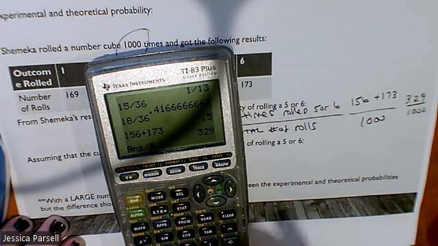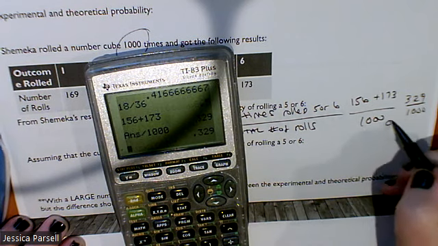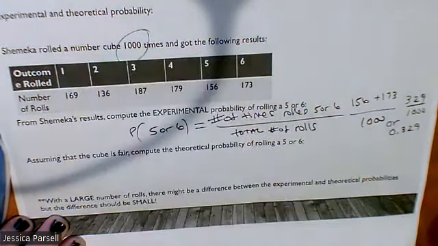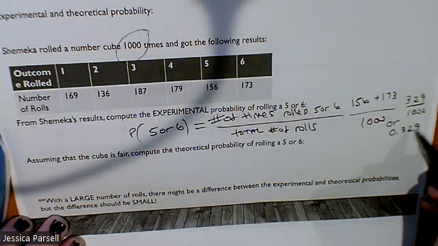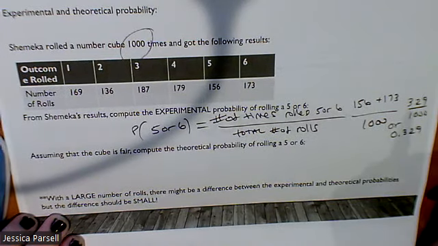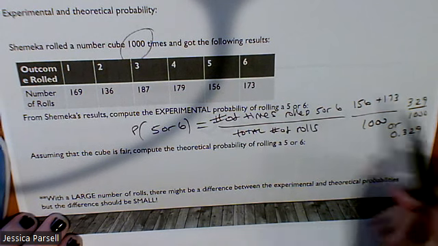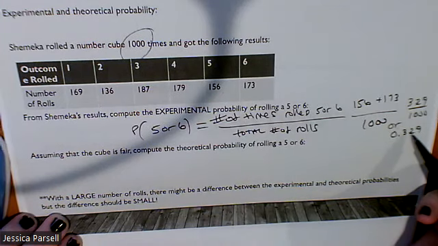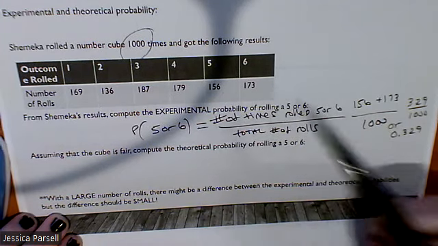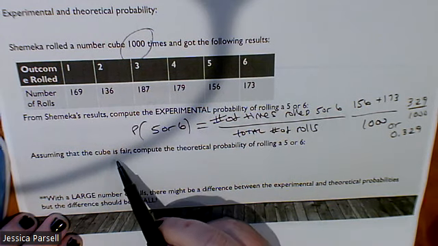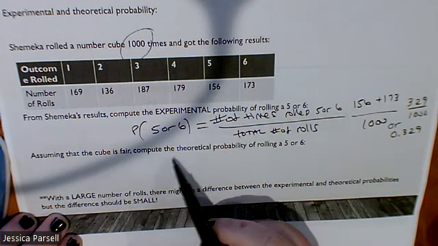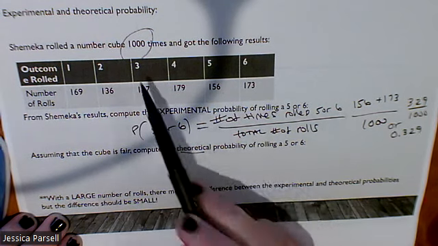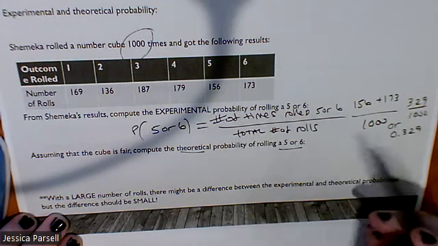So if you take 329 and divide it by 1,000, let's also give it a decimal representation, 0.329 is our experimental probability. So almost 33%. If we think about it in percents, if Shamika rolled a number cube 1,000 times, there's almost a 33% chance that she would roll a 5 or a 6. Okay, assuming that the cube is fair, compute the theoretical probability. What in theory should Shamika really get when rolling a number cube 1,000 times for rolling a 5 or 6?